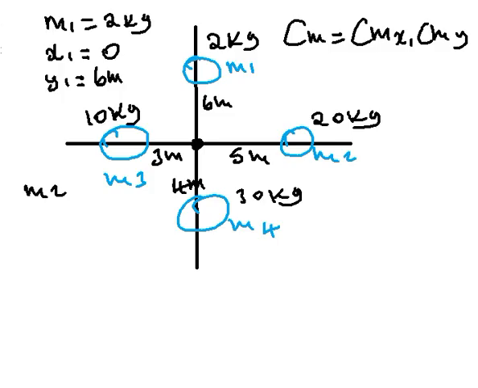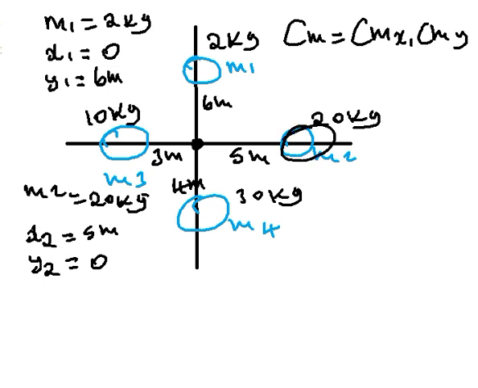And mass 2, we have it as 20 kgs. And what is its position along x? We have it as 5 meters. And its position should be given as x2, y2, to show that we are dealing with mass 2. And what is its position along y? It is 0, since the object is on the x-axis.